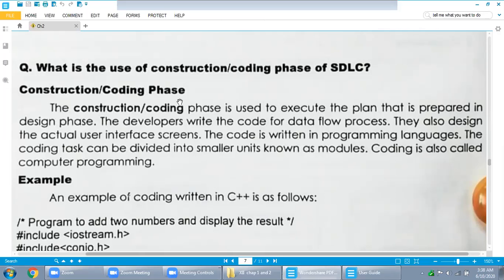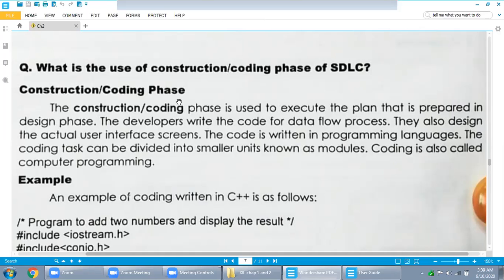But whenever you open the IDE of any programming language, IDE means Integrated Development Environment. We will discuss this in further chapters in very detail. Whenever you open any programming language and write something over there, then this will not be called typing. This will be called coding. So the construction or coding phase is used to execute the plan.